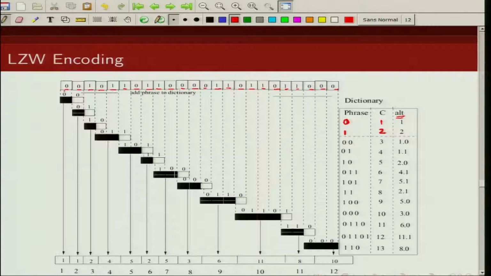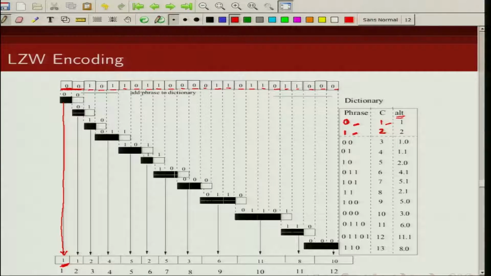Now let's look at the sequence that we want to encode. So the first bit here is 0, right? That's there in the dictionary. Is 0 0 there in the dictionary? No, the only phrases in the dictionary are phrase 0 and phrase 1. So we can only encode 0 here. And what is the encoding of 0? 0 corresponds to code word 1. So that's why you see 0 has been encoded using 1 here.